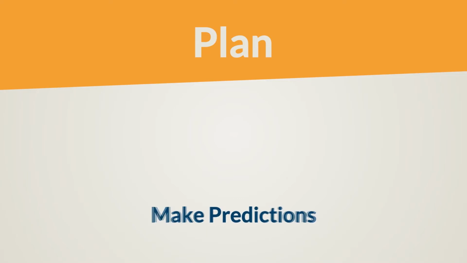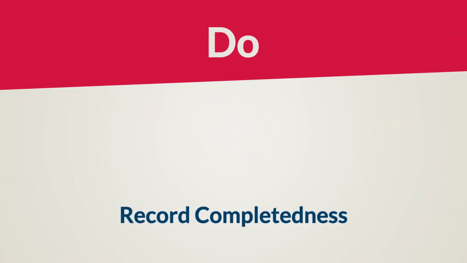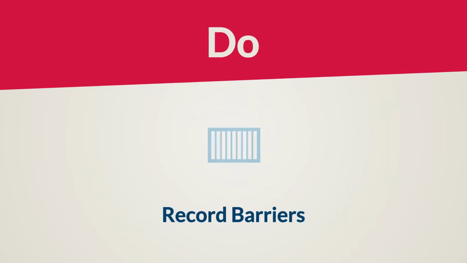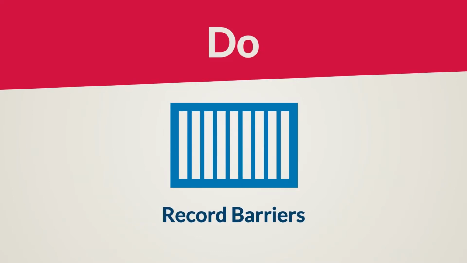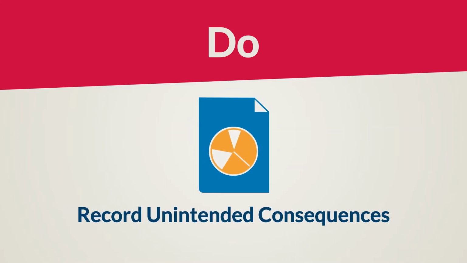Make predictions about what you think will happen and define the data to be collected. Remember, this should be a small test. Next we do. Carry out the plan and record whether it was completed or not. This is also a time to record relevant information relating to the test. Perhaps you notice barriers that you were previously not aware of, or unintended consequences that occurred through the test.